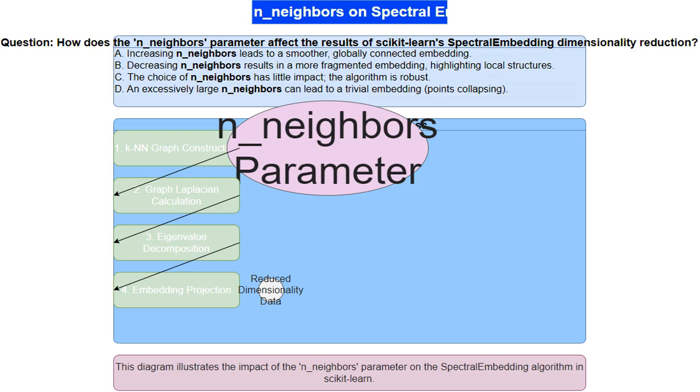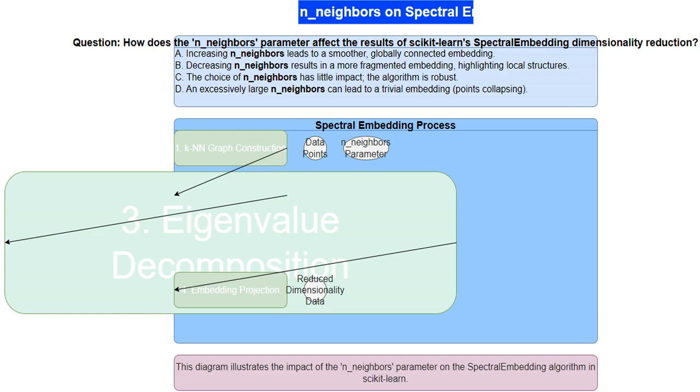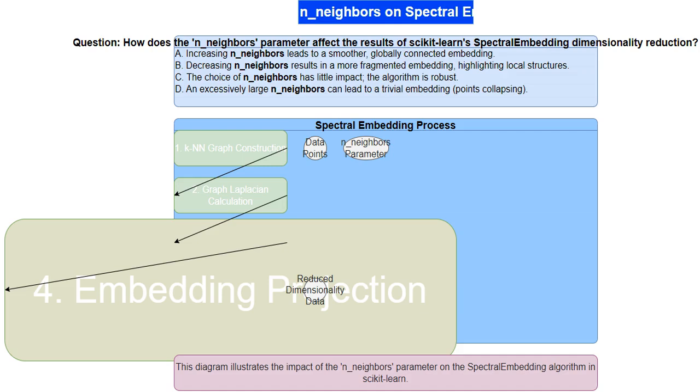I calculate a graph Laplacian from the KNN graph. This is a matrix representing the connections in the graph. I find the eigenvalues and eigenvectors of the Laplacian matrix. The eigenvectors represent new coordinates in a lower dimensional space, where I project my data points to get a lower dimensional representation. The final output is the data now reduced to fewer dimensions, after undergoing the spectral embedding process.